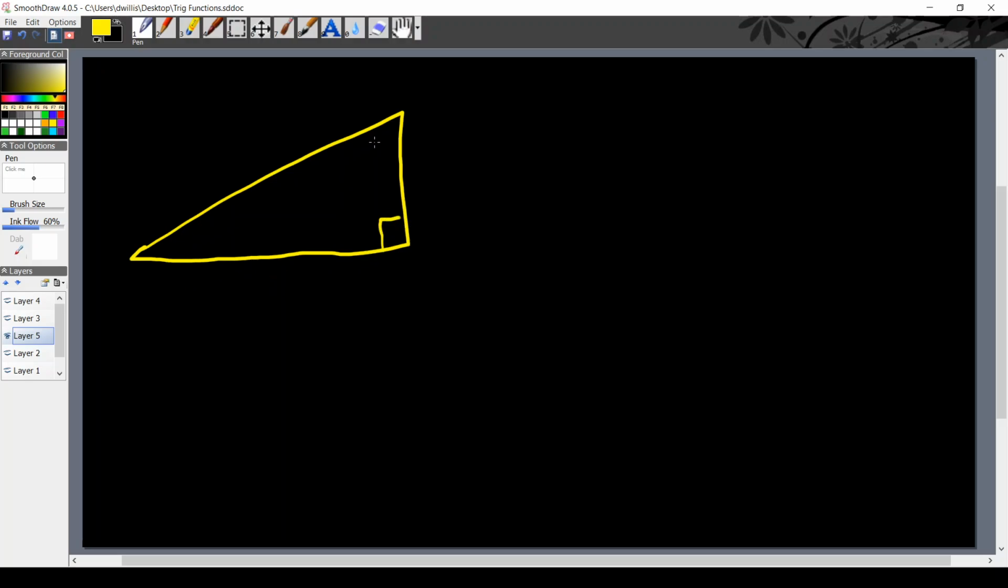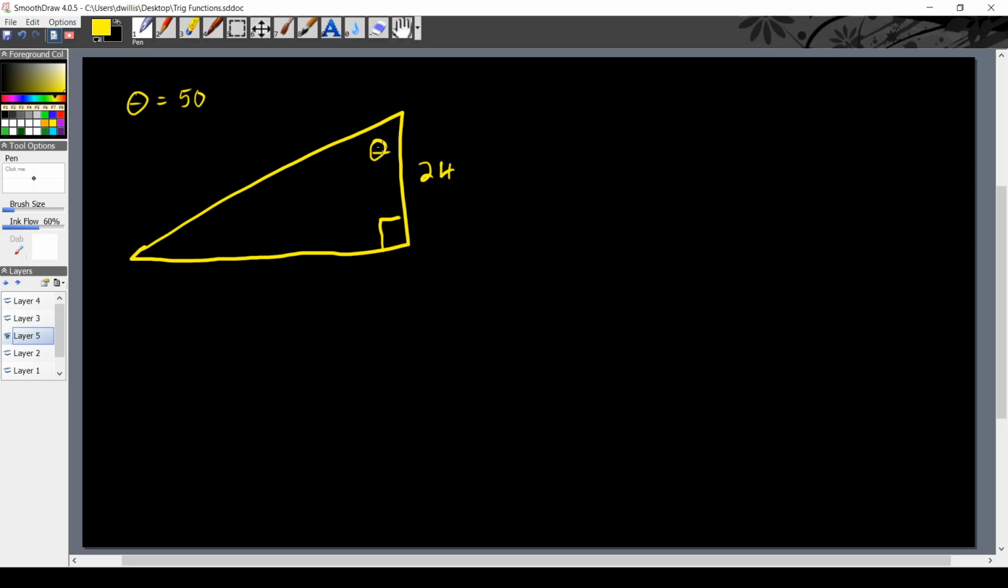And I'm going to label this one this time, just for fun. We'll say that is theta, and theta is equal to, it looks like a little more than 40 degrees, we'll say 50 degrees. Again, it may be a little more, maybe closer to 55 or 60, but we're just going to go with it. And I'm going to say that this side is 24.